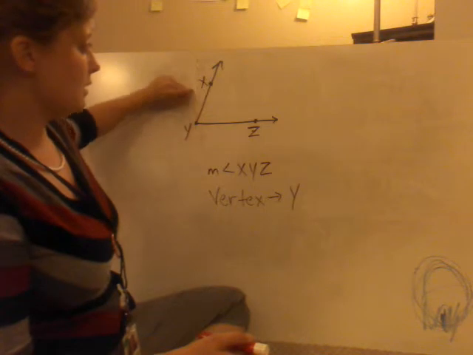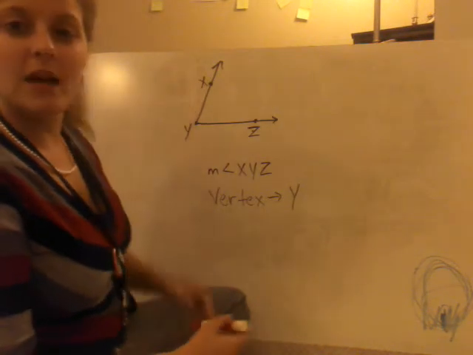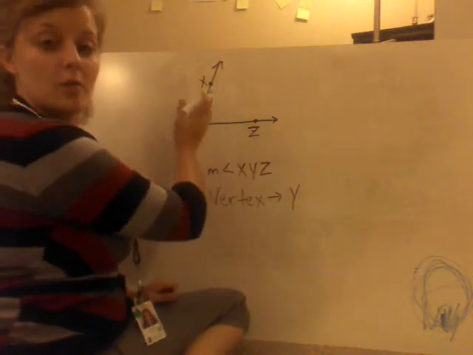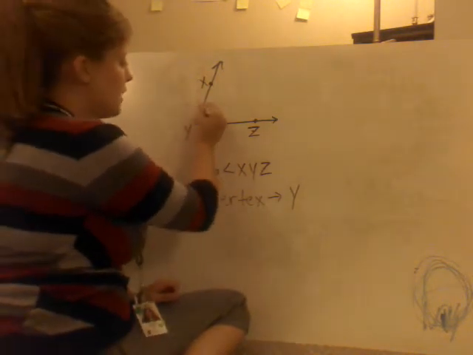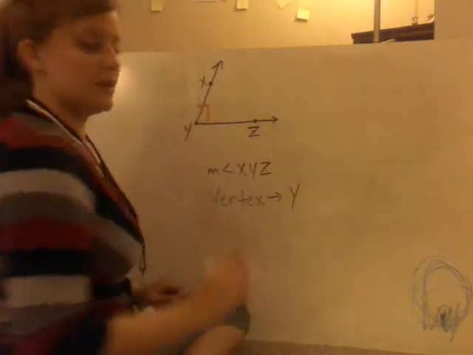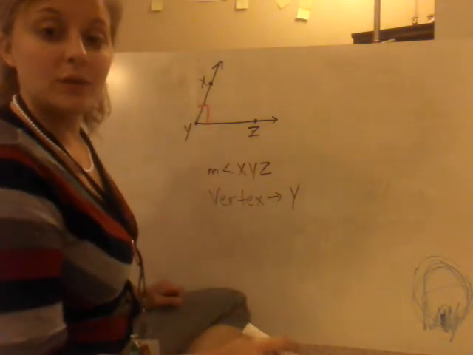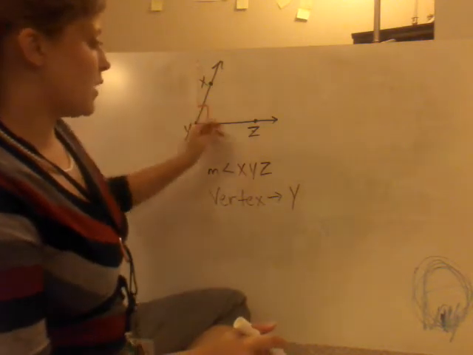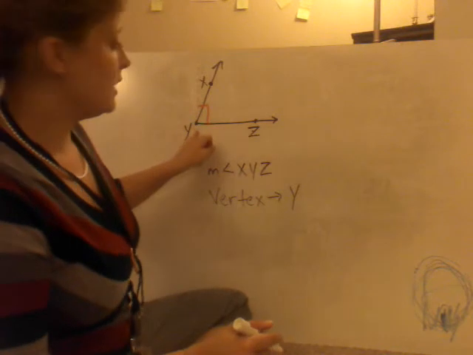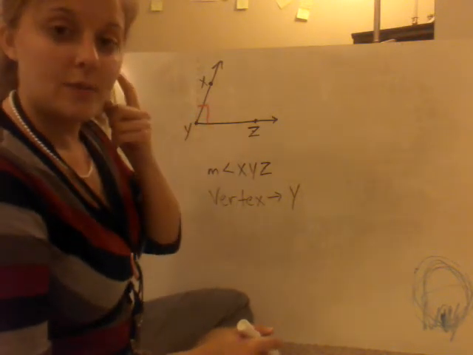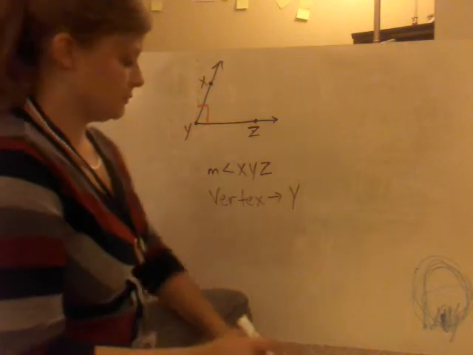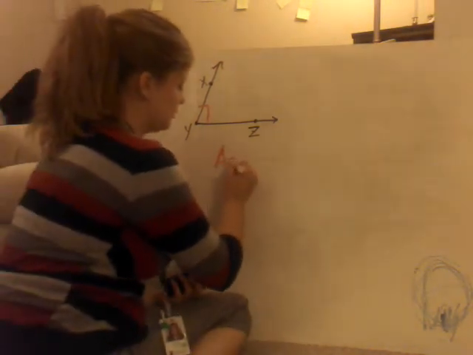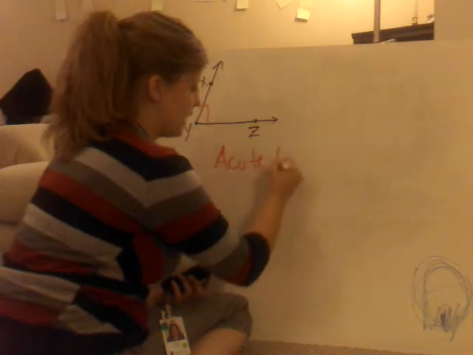Now I've drawn in my little imaginary line here to try to see how big the angle is going to be. And I can take it straight up and it goes past where my ray ends. So I know that this, a perpendicular line made with the first line, is going to be 90 degrees. So I know that this angle, the angle of XYZ, or the angle of Y, is going to be less than 90 degrees. That makes it an acute angle.